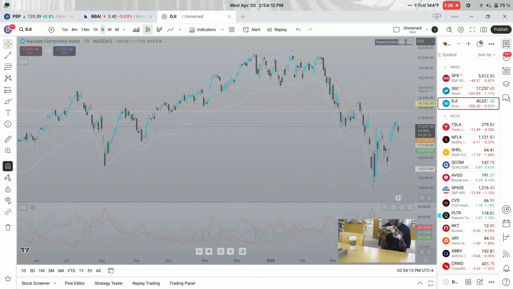Alright. My chart's a little difficult to read. What's going on?